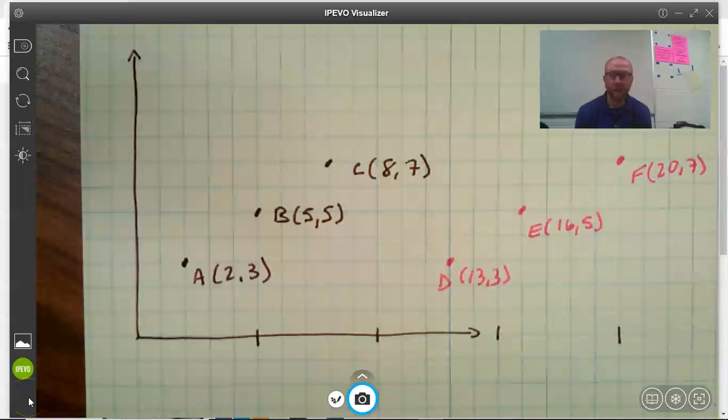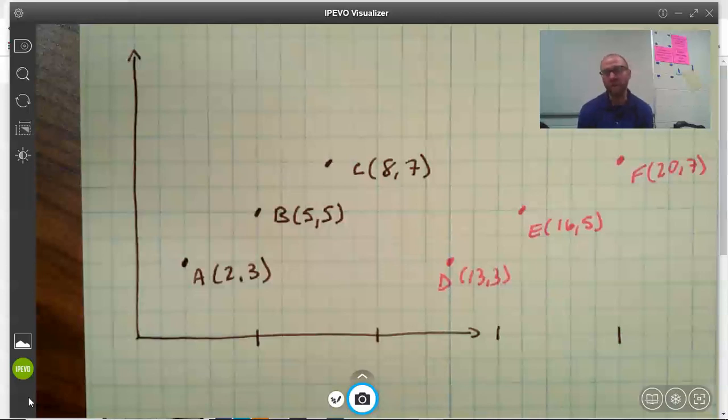Okie doke. We are going to talk about showing that 3 points are collinear. And collinear means that they're all in a straight line together. Or I guess just a line, because lines are straight. There's lots of different ways that we could do this, but we're going to keep with our theme for this unit of writing equations for lines. And we're going to use that method.